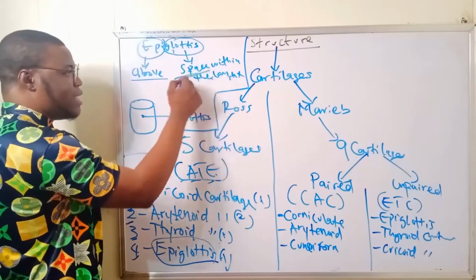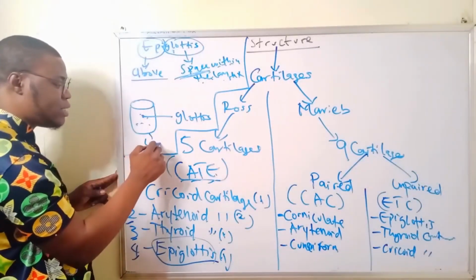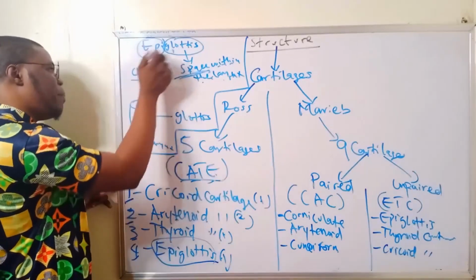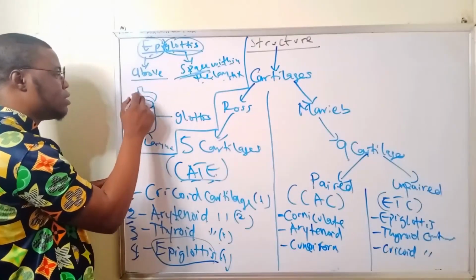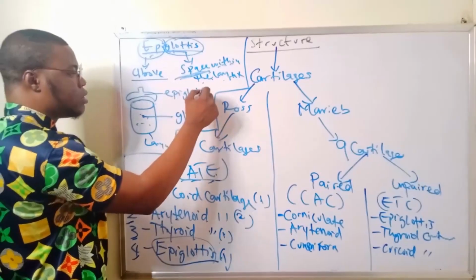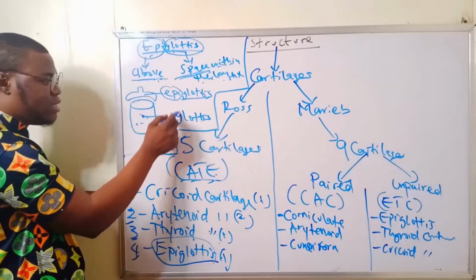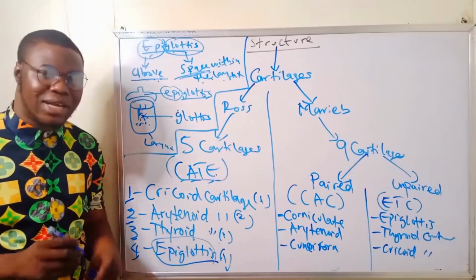So glottis is space. A space within the what? Within the larynx, and larynx is the what? The barrel. Now this epiglottis generally is just the cover. Is the what? The epiglottis is the cover. So it means it is epi, it is above the what? The glottis. So the space within the larynx. As simple as that. I hope you get that.